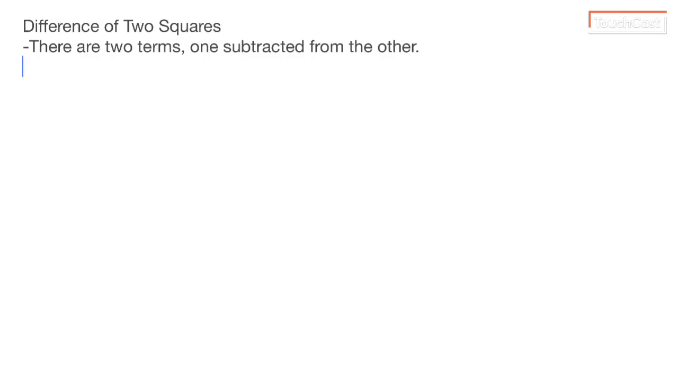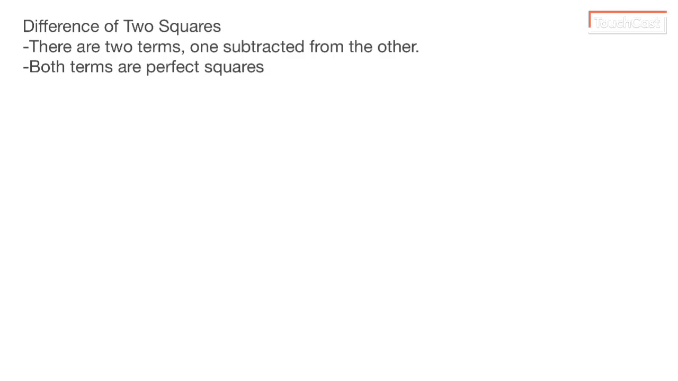Now there are some conditions before we can look at this. It is a difference of two squares if it meets the following conditions. There are two terms, one is subtracted from the other. We cannot have an addition problem here. It has to be subtraction. And then both terms are perfect squares.